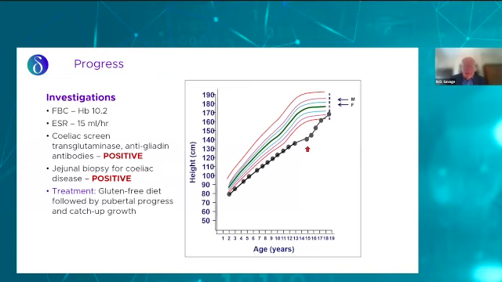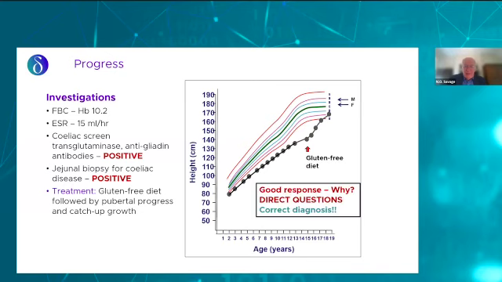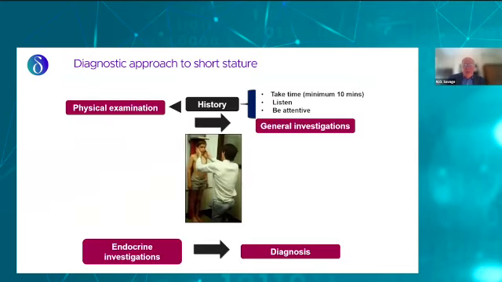And then he started on a gluten-free diet, and he grows. So basically, he has celiac disease, and this diagnosis was missed initially because we did not ask direct questions when taking the history. Let's move on.